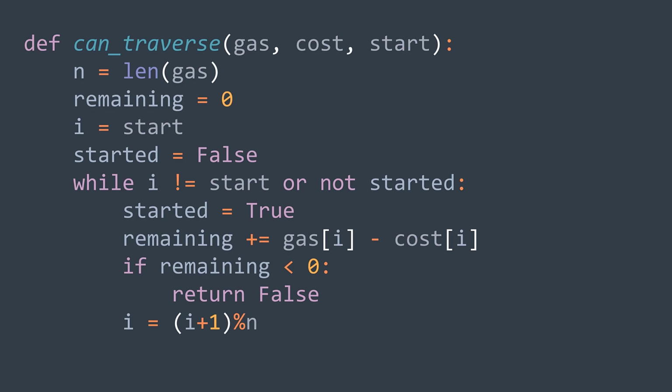I becomes I plus 1 modulus, and it goes back to 0. We write I becomes I plus 1 modulus the number of stations. And if we finish the loop, it means that we've been able to go back to start, we return true.